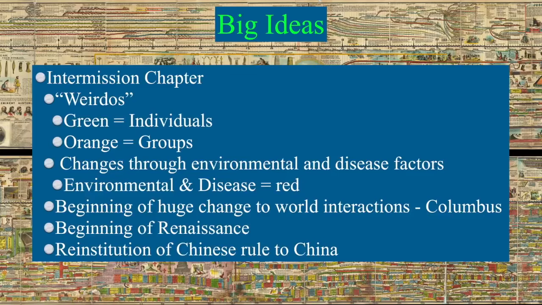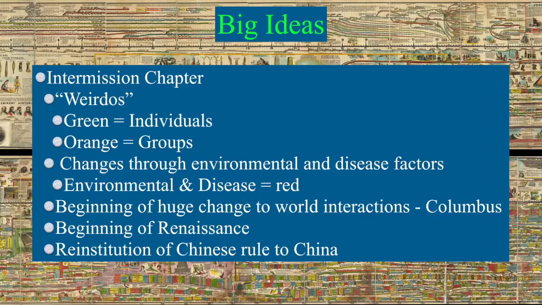This chapter is really important because it highlights a very big moment in European history with the arrival of the bubonic plague from China. And we're also going to look at something called the Little Ice Age that affected most of Europe for about 500 years. Beginning with a huge change to world interactions, we're going to see Columbus. As many of you know about Christopher Columbus, we're going to see him for the first time and see some of his travels and where he ends up by the end.